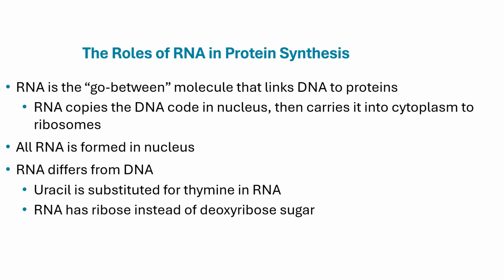All right, the roles of RNA in protein synthesis. RNA is pretty much the go-between molecule or the communication molecule that links DNA to proteins. RNA is going to copy the DNA code in the nucleus, then carry it into the cytoplasm to the ribosomes. All RNA is formed in the nucleus, and RNA differs from DNA. Like we said before, uracil is substituted for thymine, and RNA has ribose instead of deoxyribose. So that's where the R in RNA comes from, ribose nucleic acid, and DNA is deoxyribose nucleic acid.